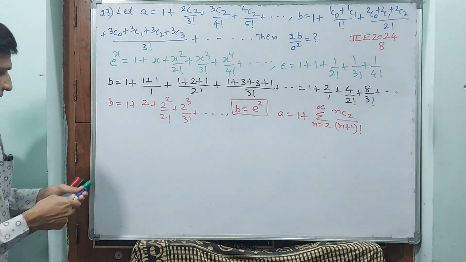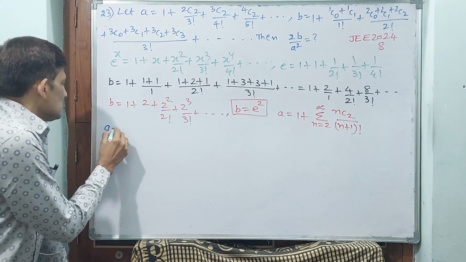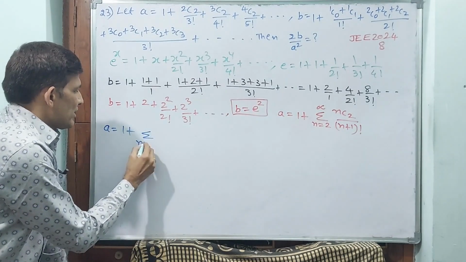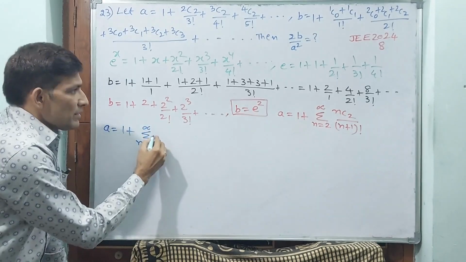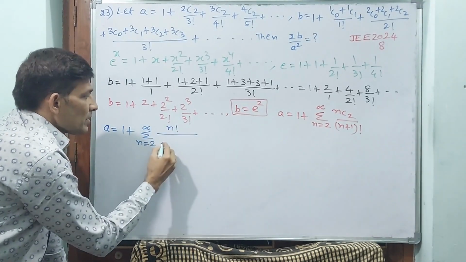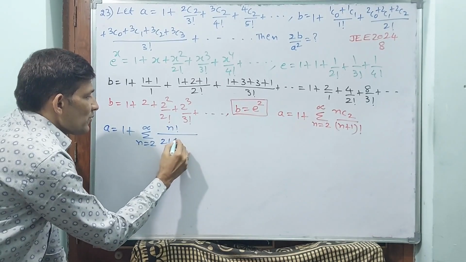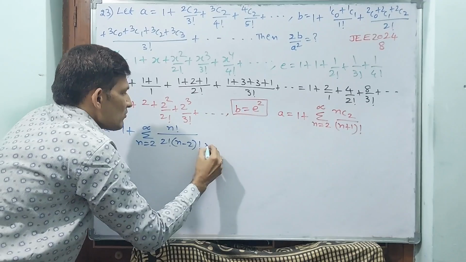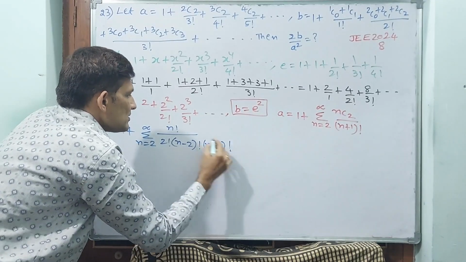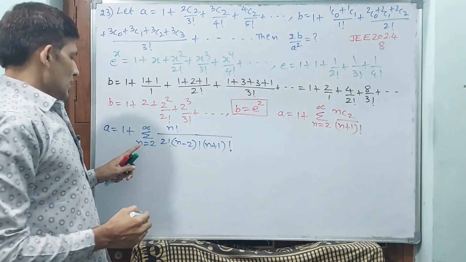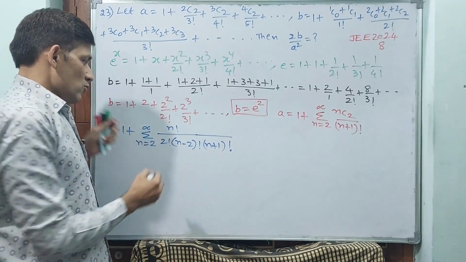Okay, let's see how I am modifying. A is equal to 1 plus sigma n is equal to 2 to infinity of nC2, which means n factorial by 2 factorial times (n minus 2) factorial, and this (n plus 1) factorial. Okay, 2 factorial and that.